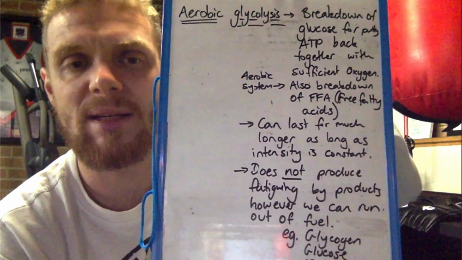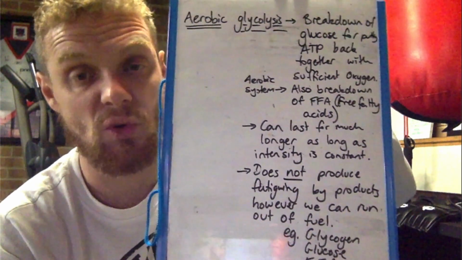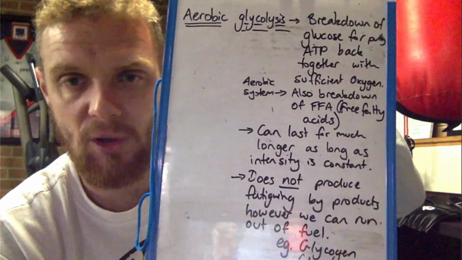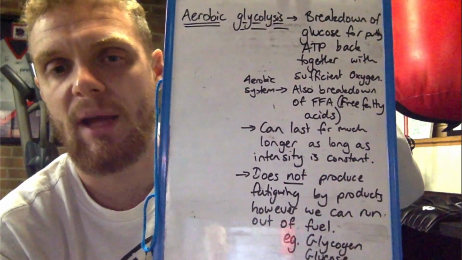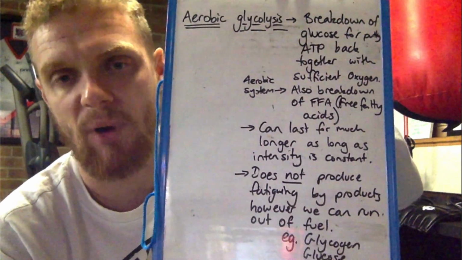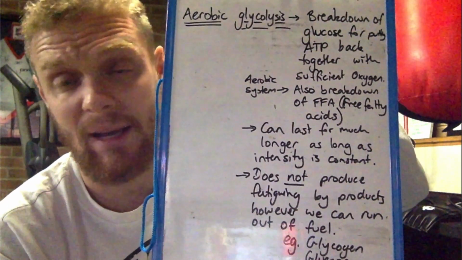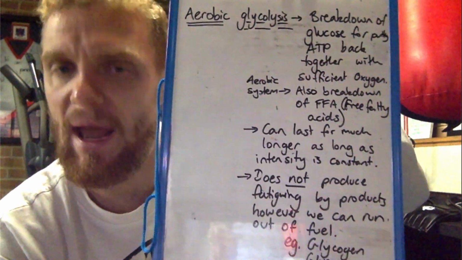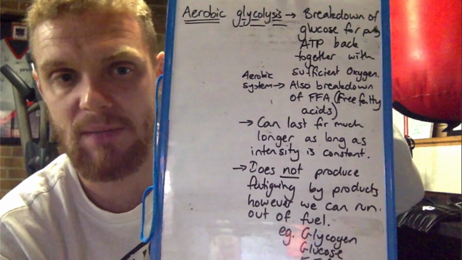So when we break down free fatty acids, or FFA, which is how fats or triglycerides are transported around the body, when we have sufficient oxygen, we can use this aerobic system to perform aerobic lipolysis, which is the breakdown of fats inside the body. This one can last for a very long time, and while it's working, unlike anaerobic glycolysis, it doesn't produce those fatiguing byproducts and make us tired.